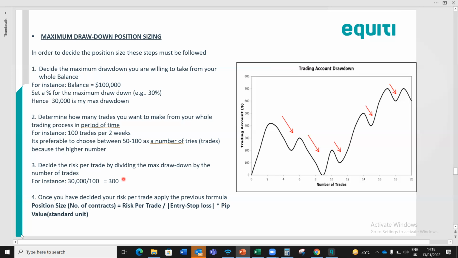So the number four thing to do is, once you have been able to decide your risk per trade, you can go back and apply the previous formula to find the position size.